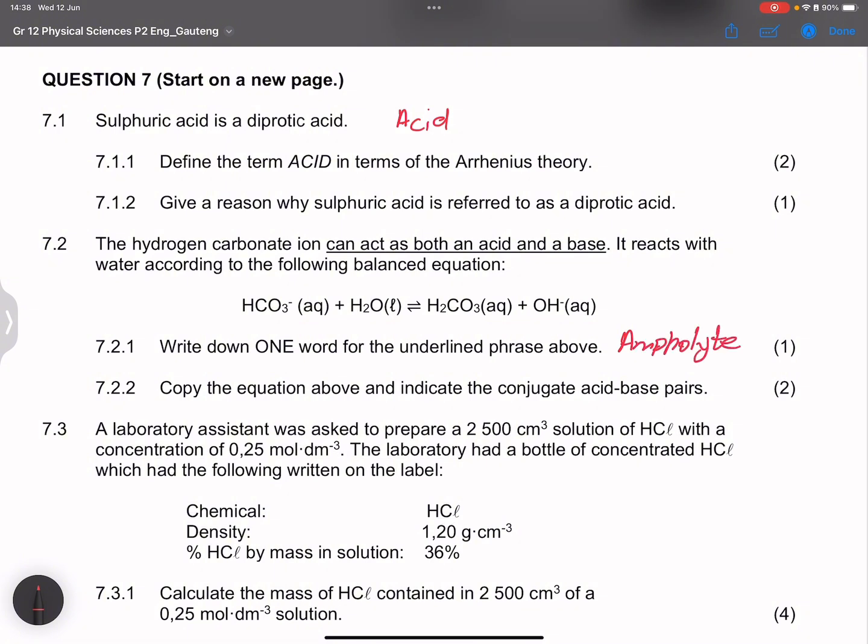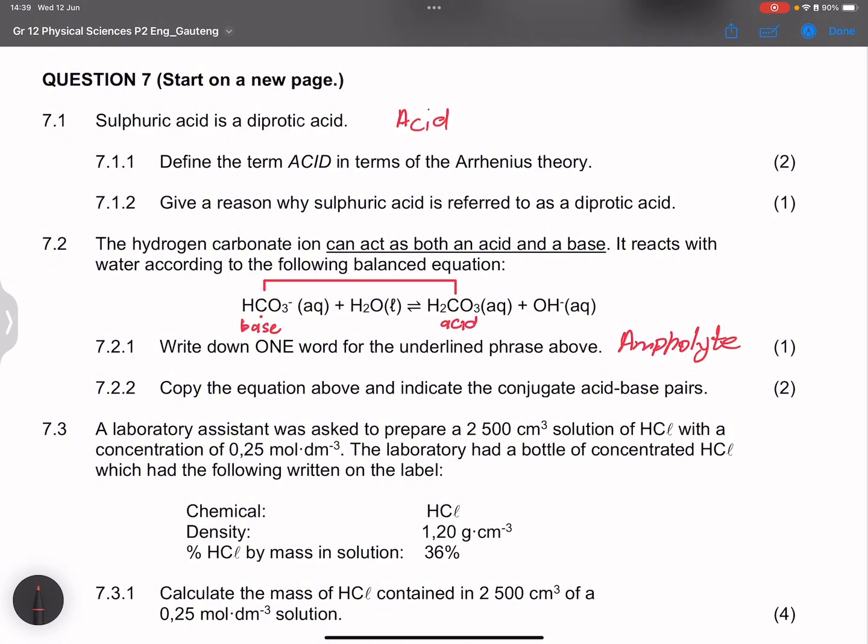Now they say to us, copy the equation above and indicate the conjugate acid-base pairs. So, fortunately, I can actually have it right there. Remember, this HCO3 becomes H2CO3 on the other side. So that does tell us that these are conjugate pairs of each other. But we're going to indicate, which means HCO3 received a proton. So this must be the base, right? So that makes this an acid.